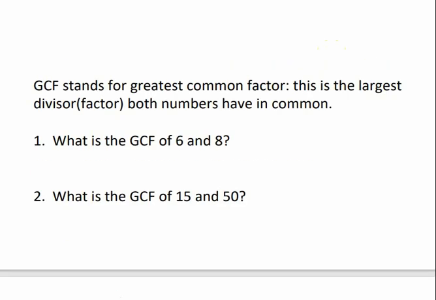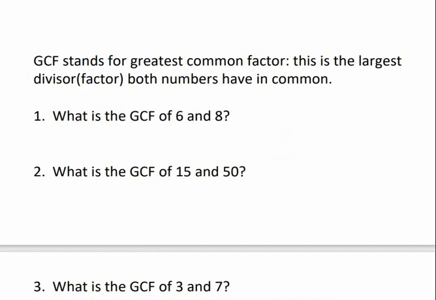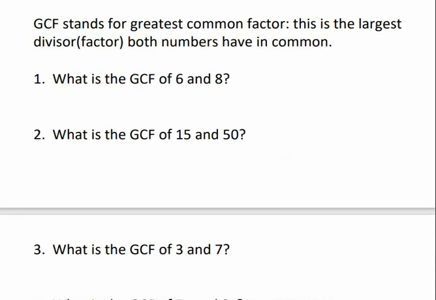GCF stands for greatest common factor, and that is the largest divisor or factor that both numbers have in common. What I mean by divisor is it's a number that can divide into that number. So if we look at this first example, what is the GCF of 6 and 8? The biggest number that will divide into both 6 and 8, what would that be? 2. 2 is the greatest common factor of 6 and 8.